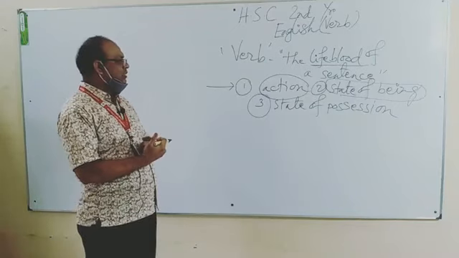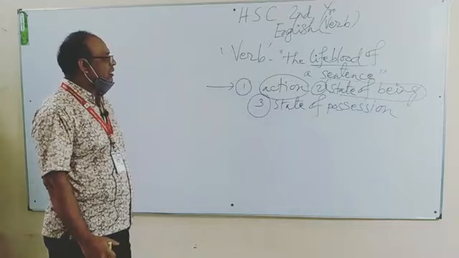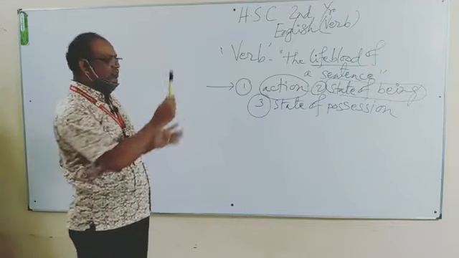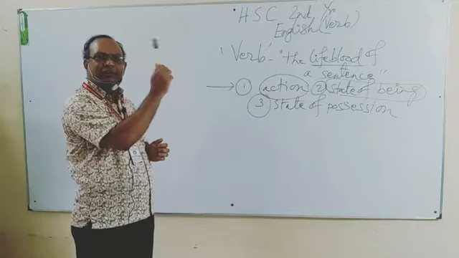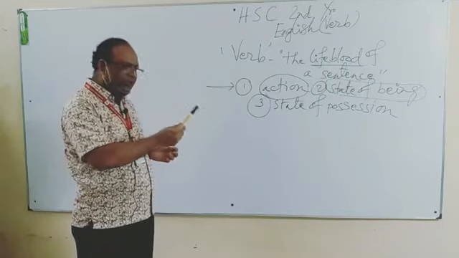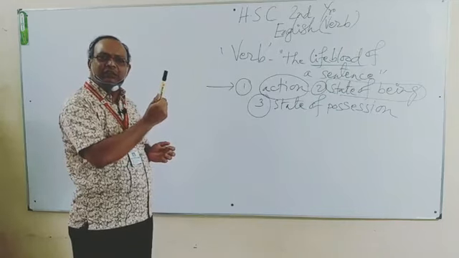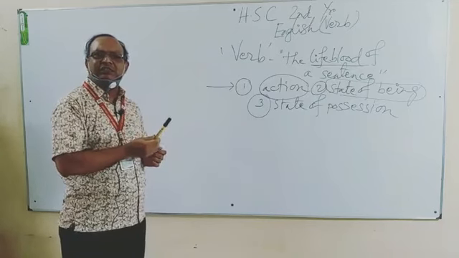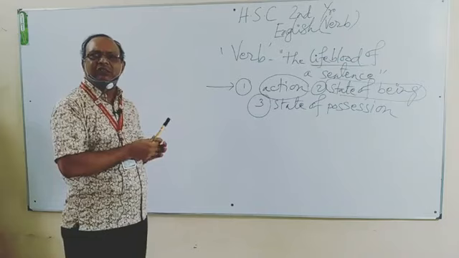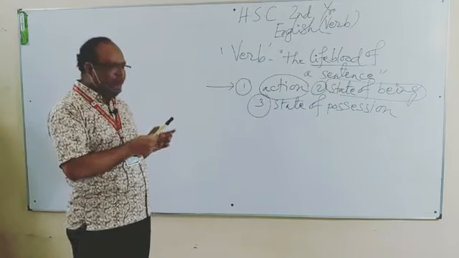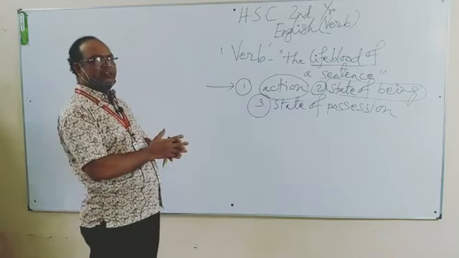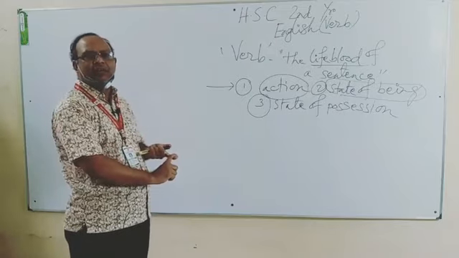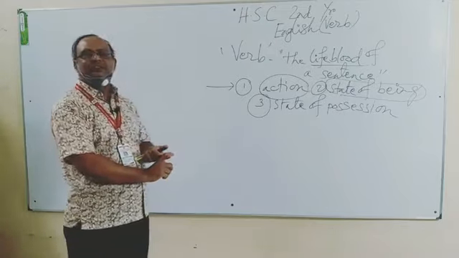And thirdly, verb indicates a state of possession. If you can see, I have a camera, I have a marker in my hand. In this sentence, there is a verb. What is the verb? Have. And if I say in another way, she or he has a camera, in this sentence, has is a verb.